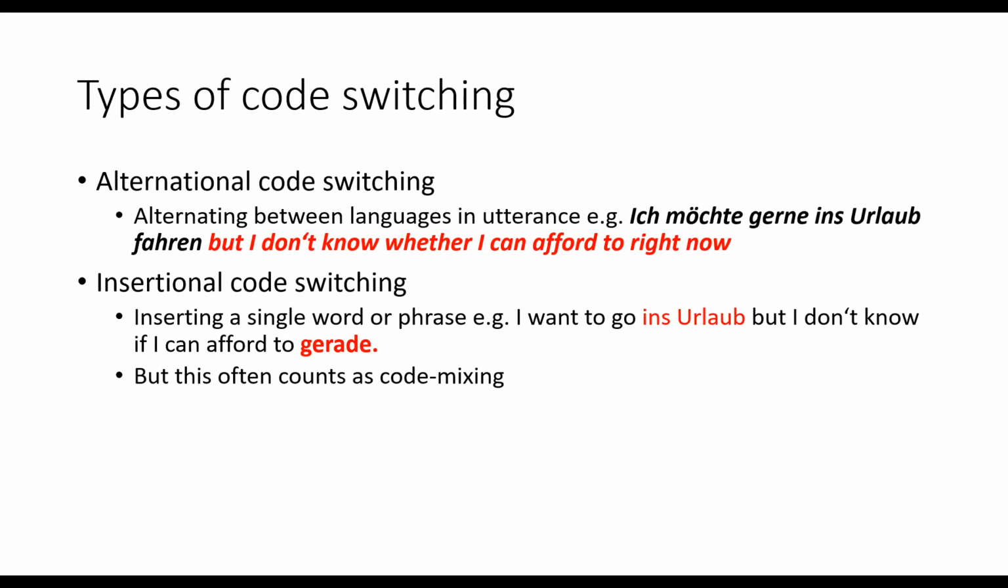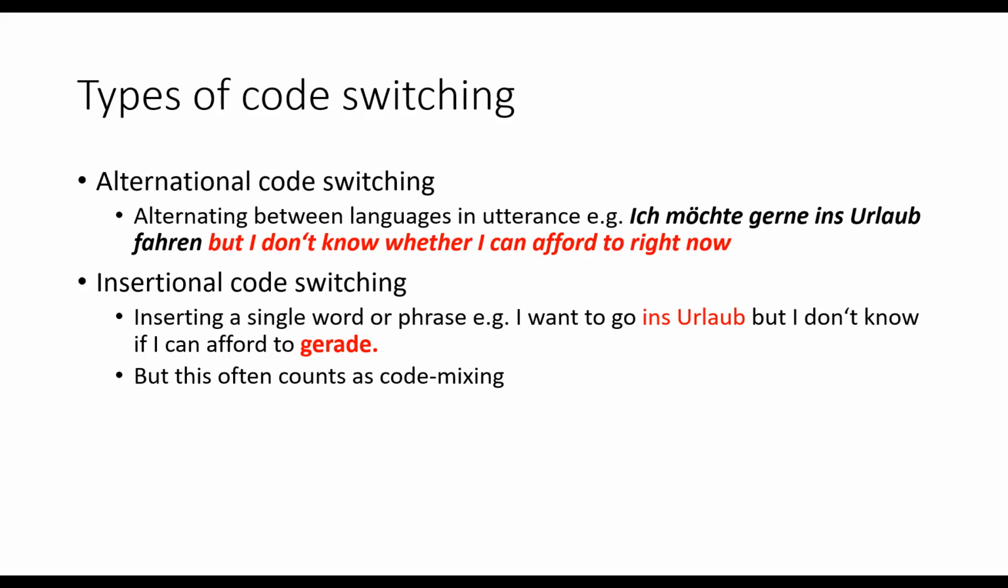Okay, so we have lots of different types of code switching. We're going to start firstly with just structural types of code switching. One structural type is alternational code switching. This is when we have alternations between languages in a single utterance. Right, so this is alternational code switching, alternating between languages in an utterance.